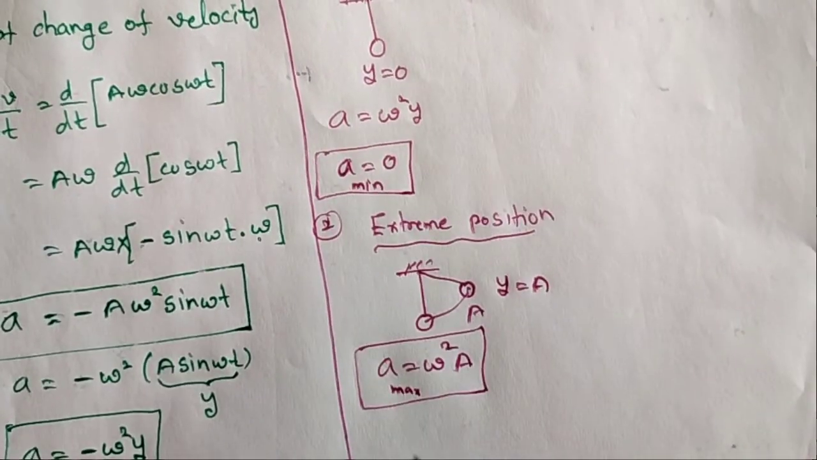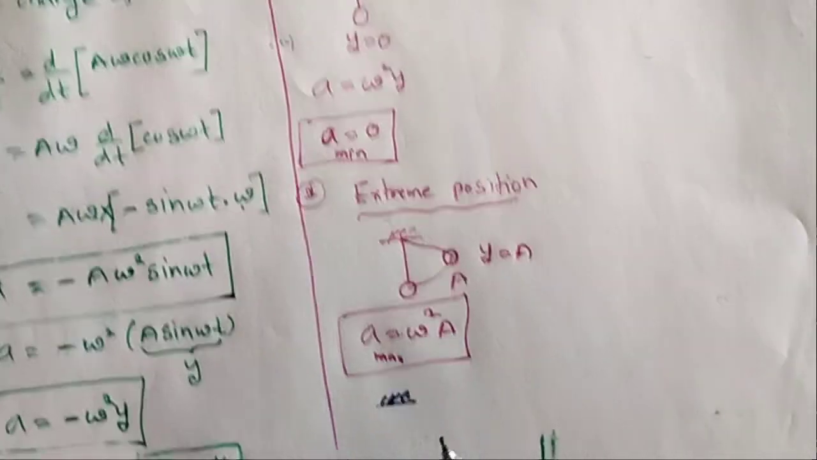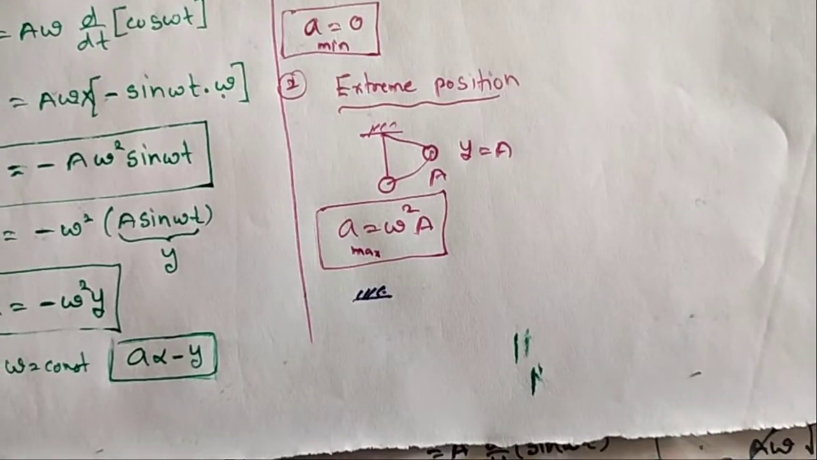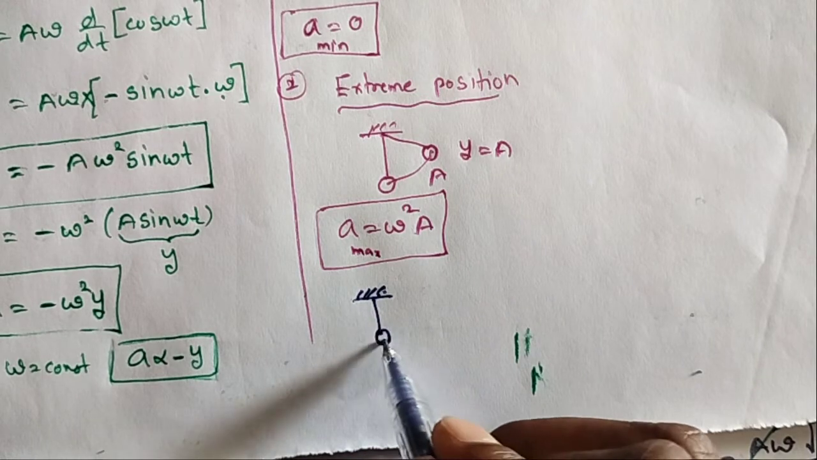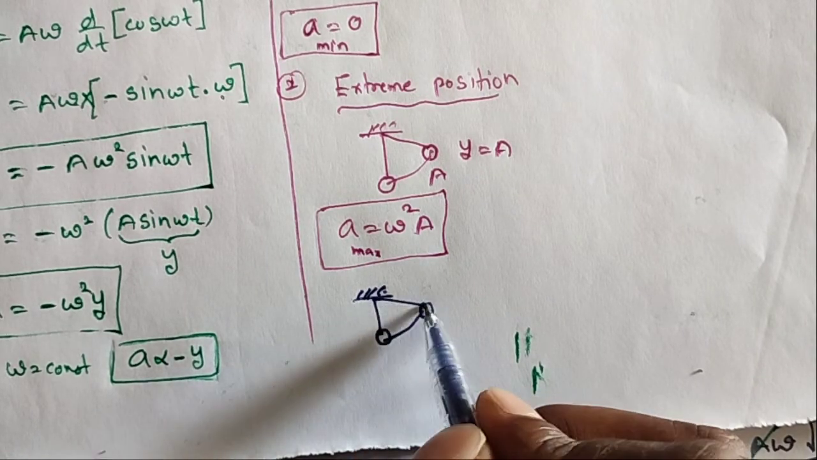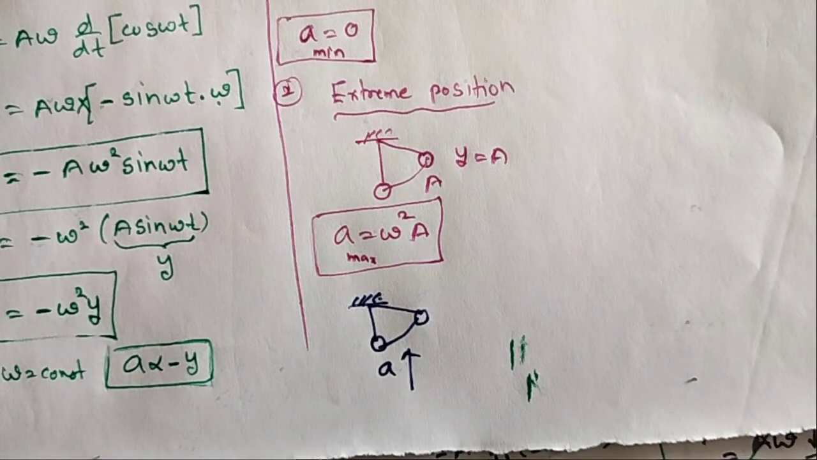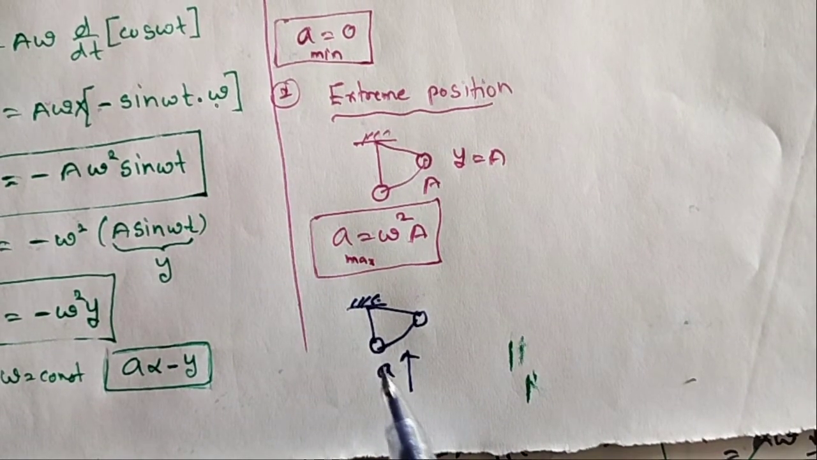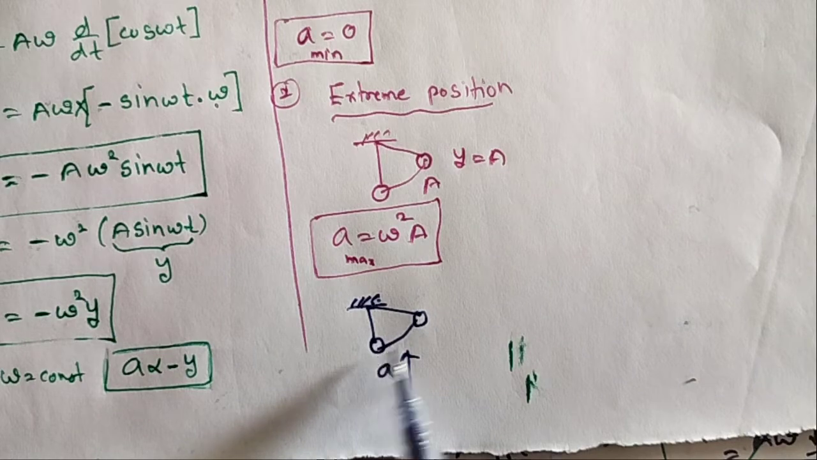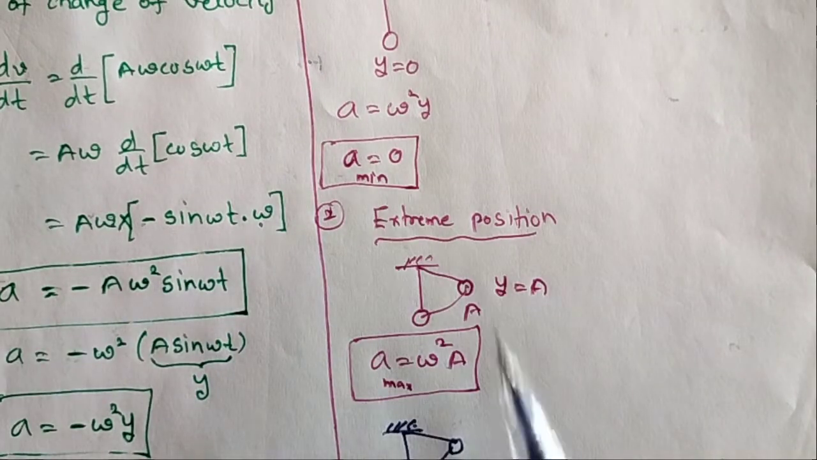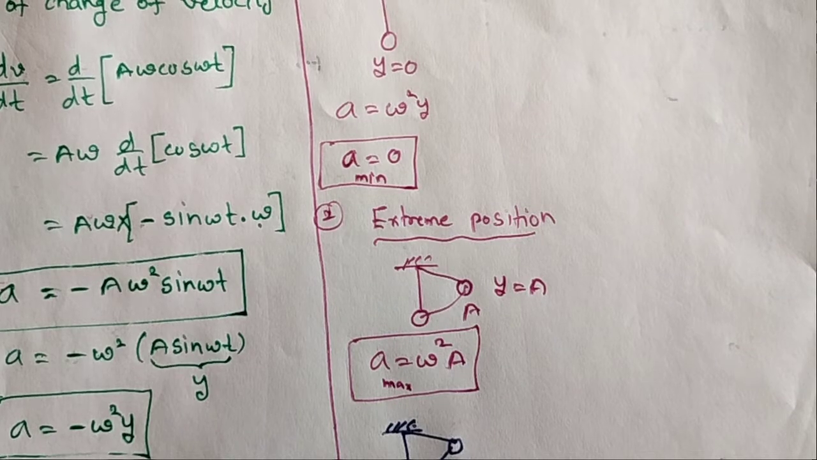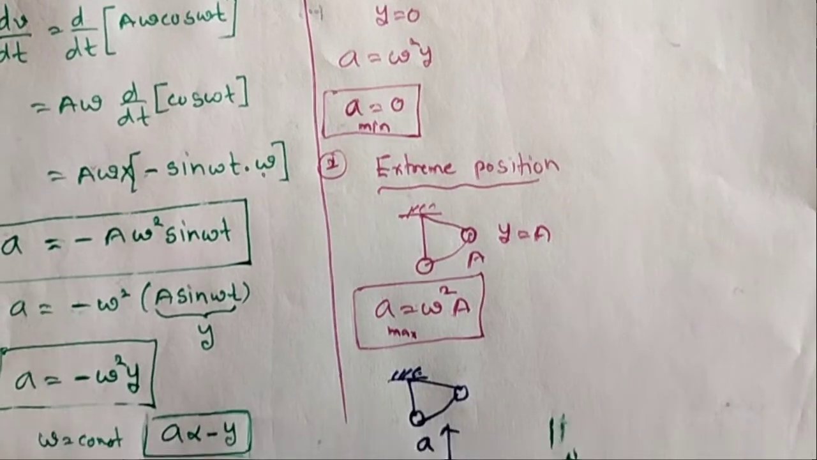When the object is moving from the mean position to the extreme position, its acceleration increases. At the mean position the acceleration is 0, and at the extreme position the acceleration is maximum. So this is the fourth characteristic, acceleration. The velocity will be opposite.